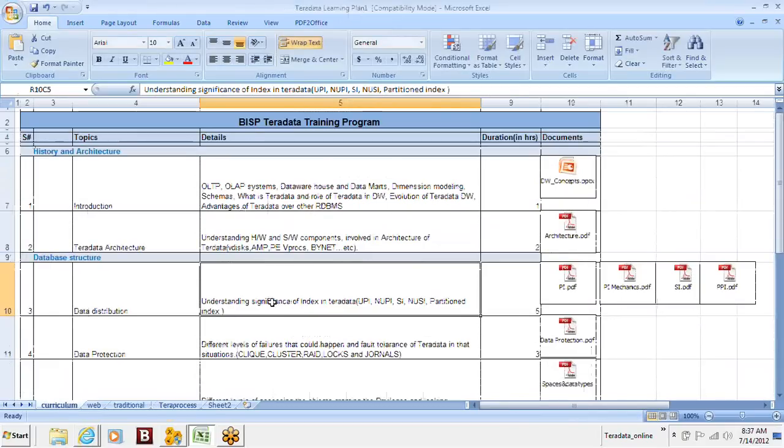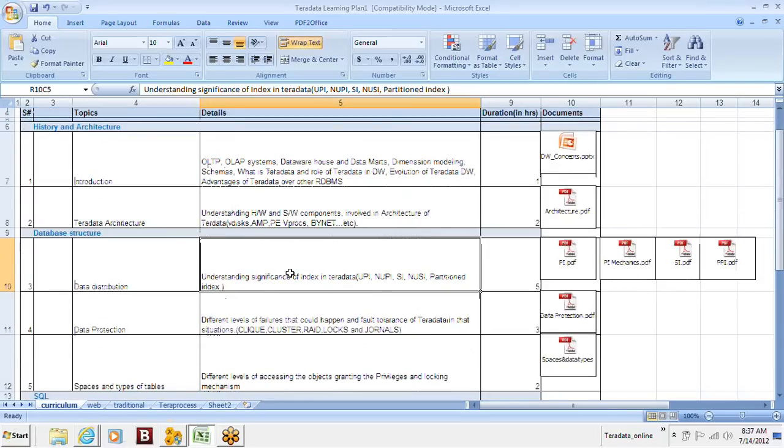So we'll see the data distribution techniques with the help of understanding indexing: indexes, unique primary index, non-unique primary index, secondary indexes, non-unique secondary index, partition index, and there are other indexes which will be covered at the end of the sessions. Those are join index, hash index, aggregate index, and all the other indexes will also be covered. Index is basically the heart of Teradata, so we have to understand the indexing concept very well.